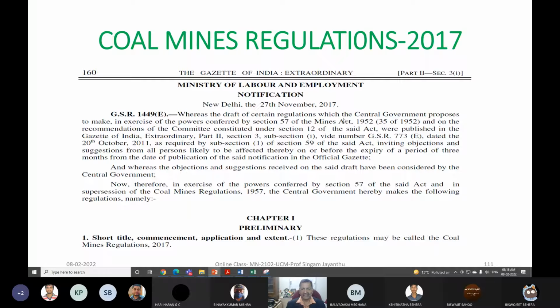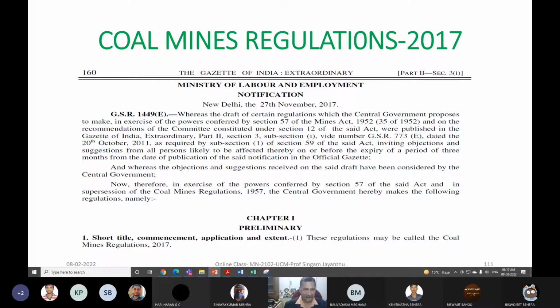1449E, whereas a draft of certain regulations which the central government proposes to make in exercise of the powers conferred by section 57 of the Mines Act 1952, that is 35 of 1952, there are so many changes in between also. And on the recommendations of the committee constituted under section 12 of this Act, the Mines Act 1952, were published in the Gazette of India, extraordinary part 2, section 3. Already you are seeing this subsection 1, vide number GSR 773E, dated 20th October 2011, as required by subsection 1 of section 59 of the said Act, inviting objections and suggestions from all persons likely to be affected thereby on or before the expiry of a period of 3 months from the date of publication of the said notification in the official gazette.